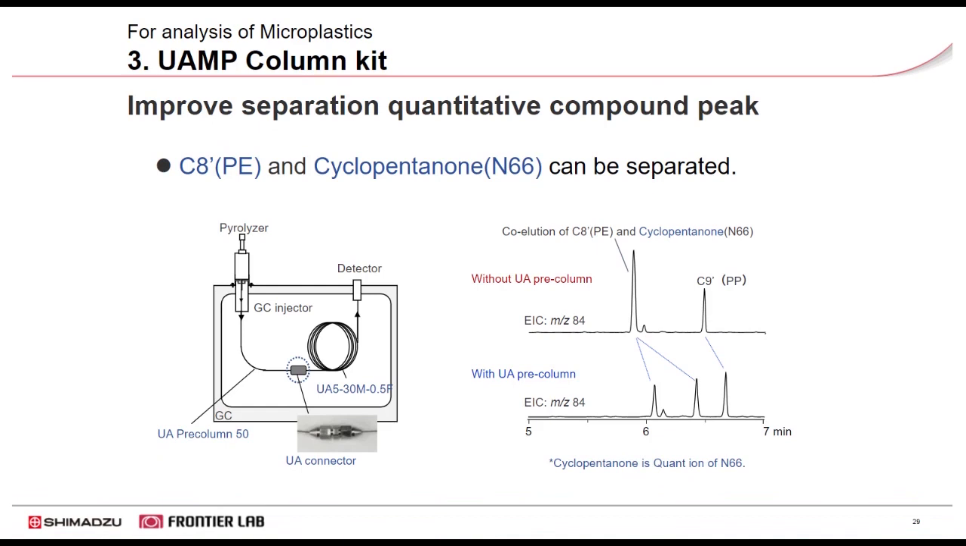Here we are showing one example of how the UA pre-column improves the separation and identification of C8 pyrolysate generated from PE from cyclopentadiene, which is a pyrolysate of nylon 6,6. With the UA pre-column, as you can see here, the co-eluting pyrolysates of PE and nylon 6,6 can be separated and identified.